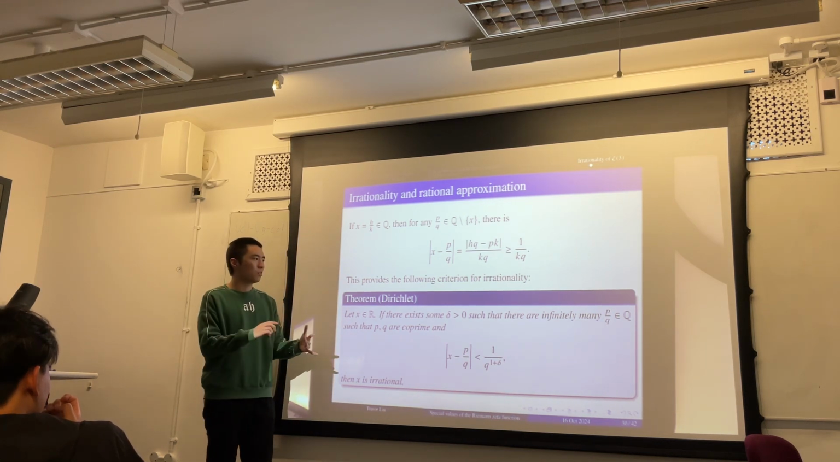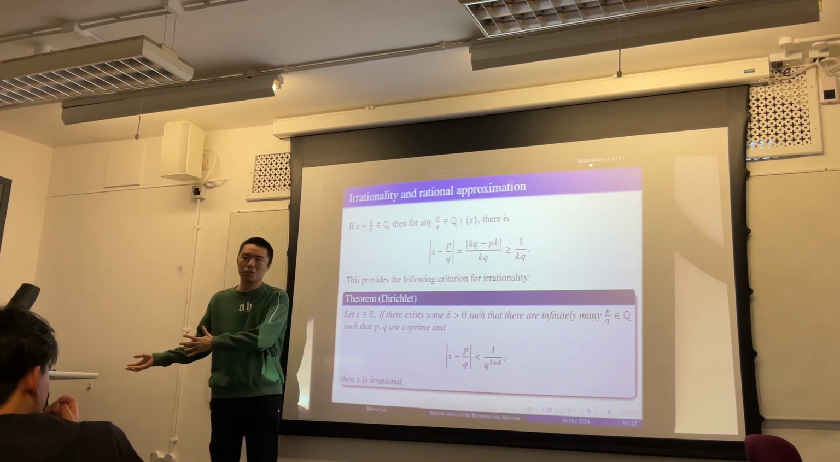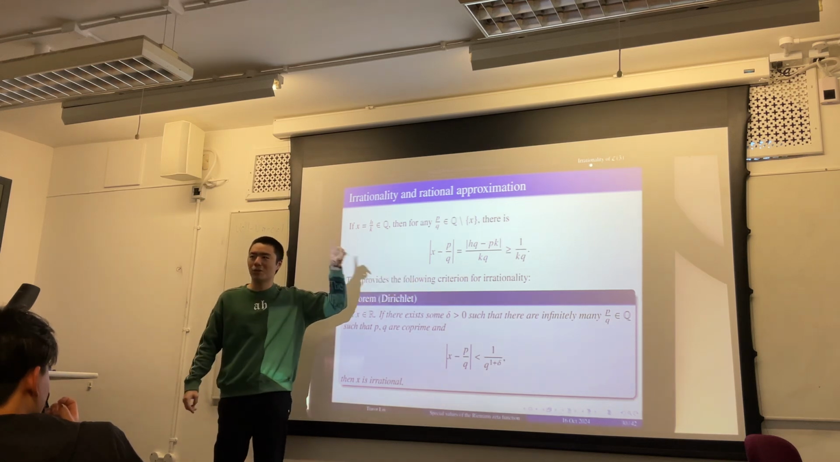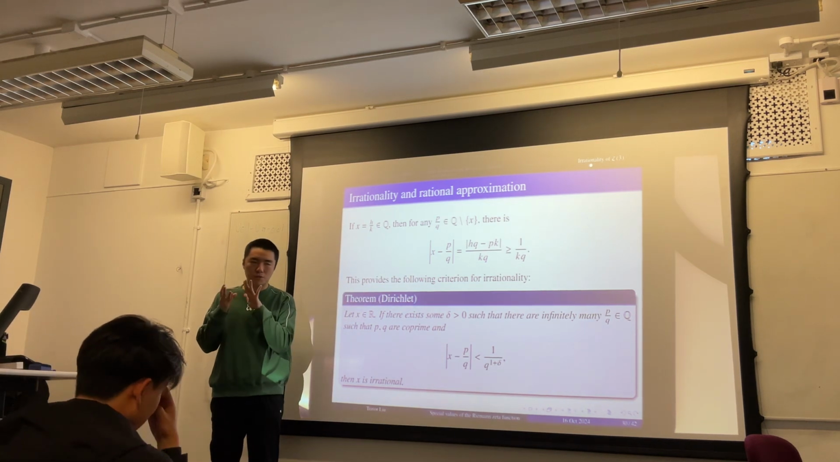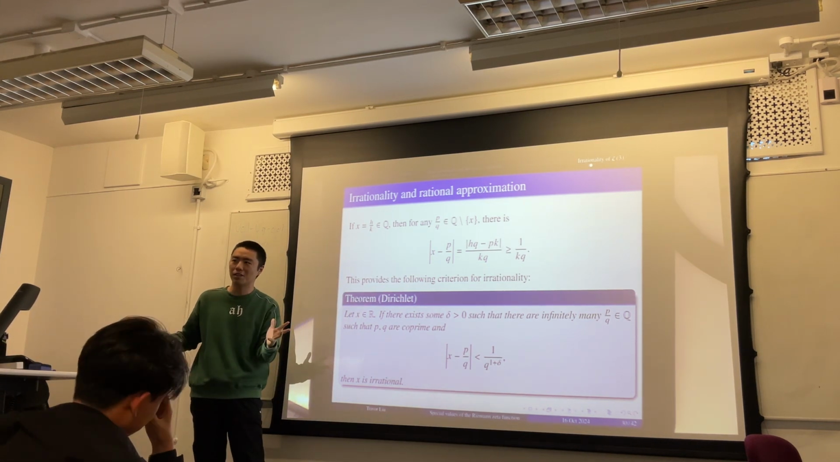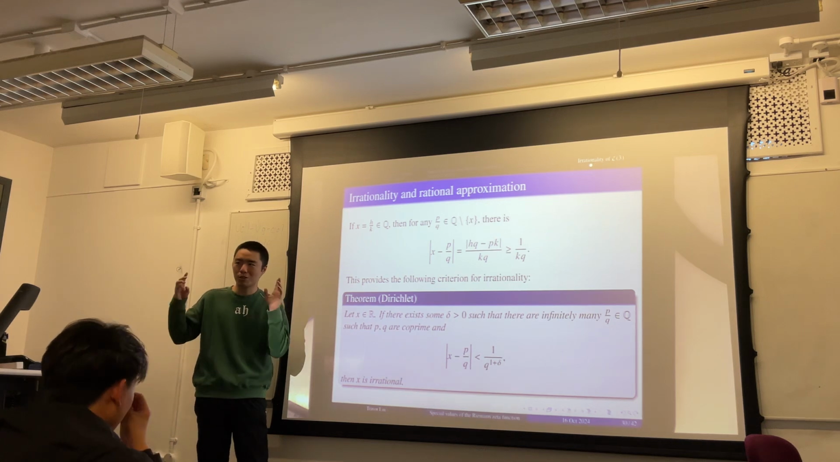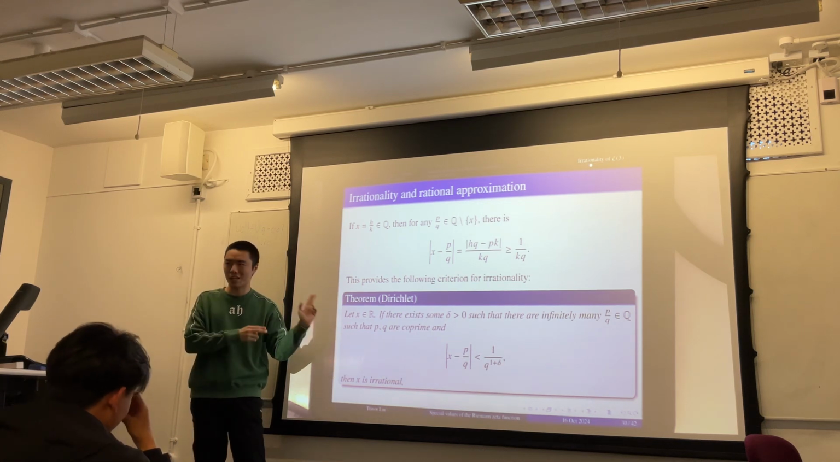We want to derive a rapid rational approximation to the number in question so that we can conclude that number is irrational. If you look at the proof of irrationality of e and pi, they are using this principle. And we are going to use this kind of principle for zeta 3 as well.